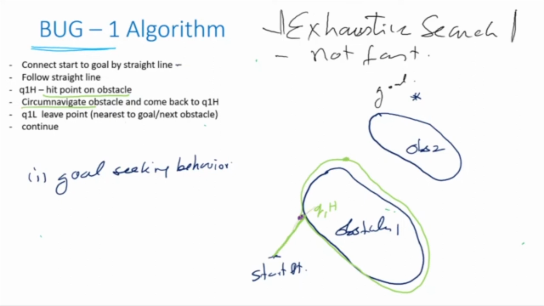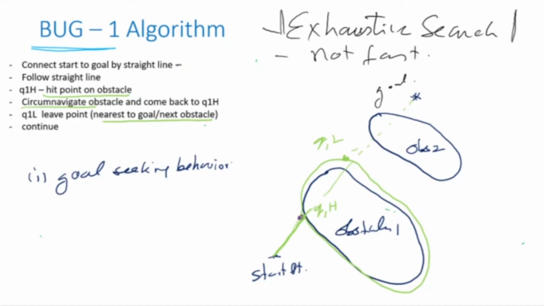So my initial straight line was like this. Now what it does is it identifies the Q1 leaf. Q1L stands for the leaf point on the circumference of the obstacle. Now that Q1 leaf point is the nearest to the goal or the next obstacle. So whichever point is nearest to the goal, or nearest to the next obstacle, that is the Q1L point. And from the new Q1L point, again it will continue.